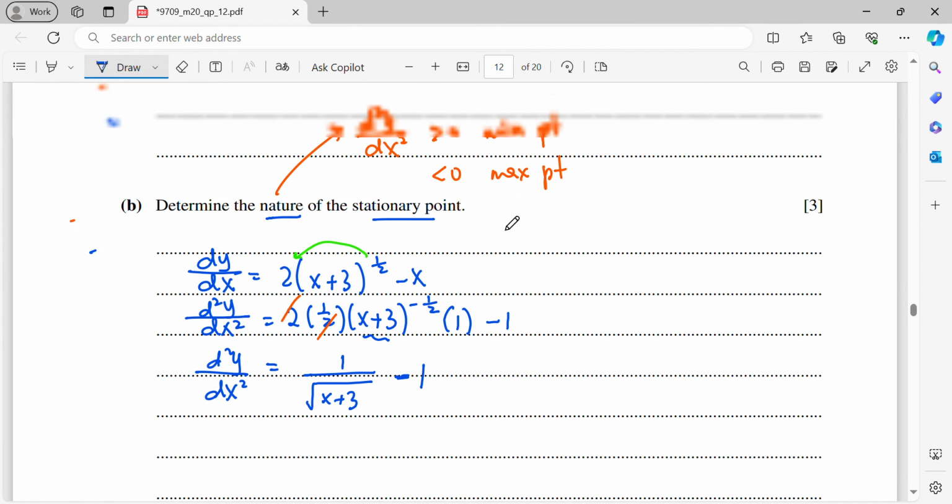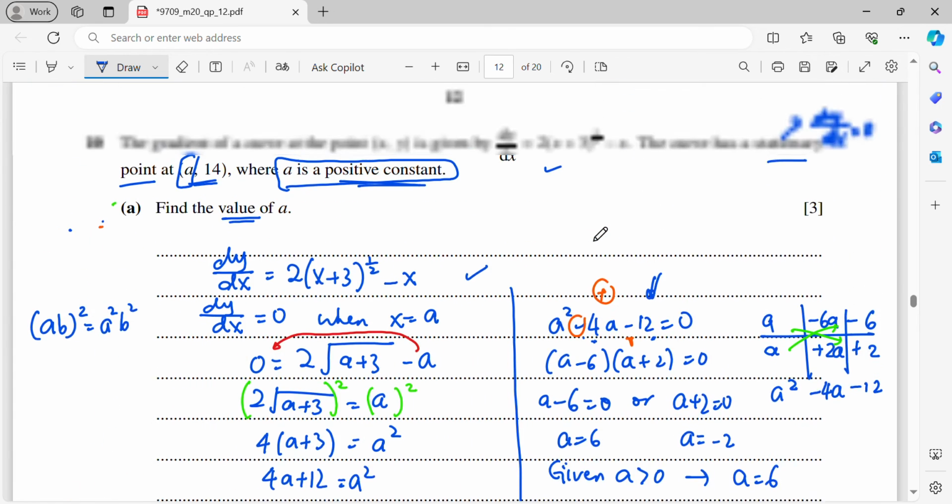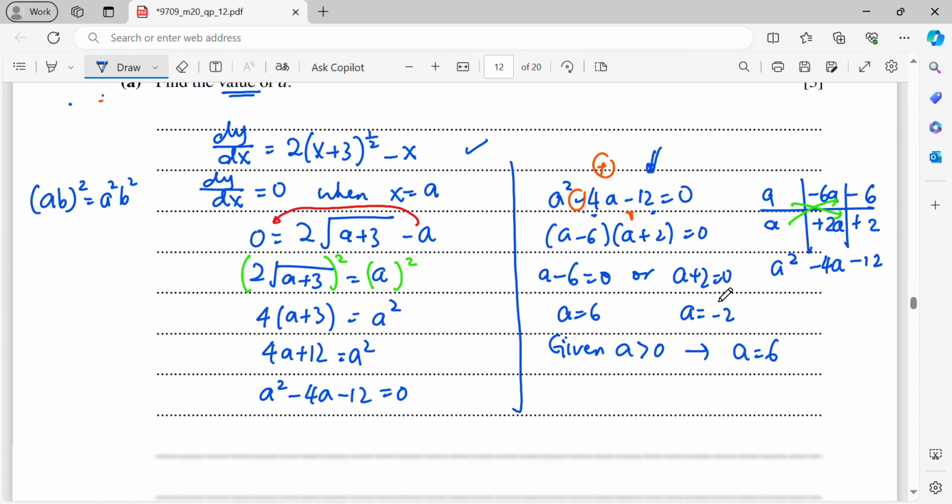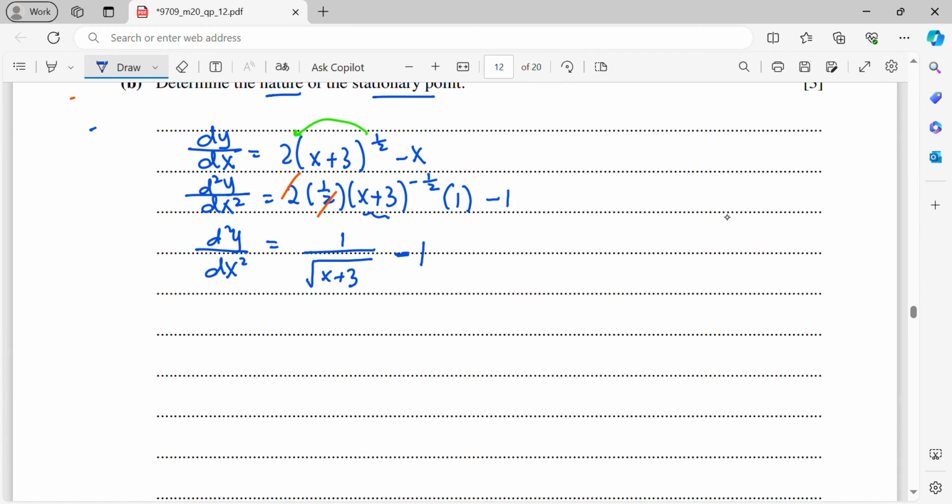Okay, and now you need to check the stationary point. It's already mentioned the stationary point is (a, 14), and now our a is 6. So at (6, 14), my d squared y over dx squared equals 1 over the square root of, the x is 4, so 4 plus 3, then minus 1. That means this is going to be 1 over square root 7 minus 1.